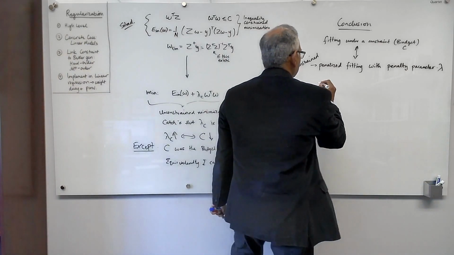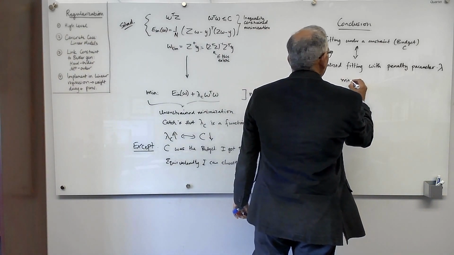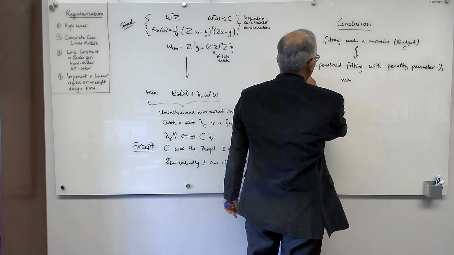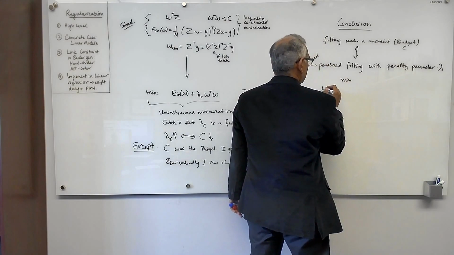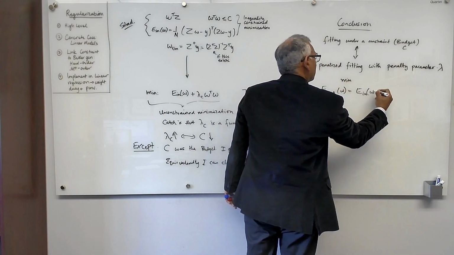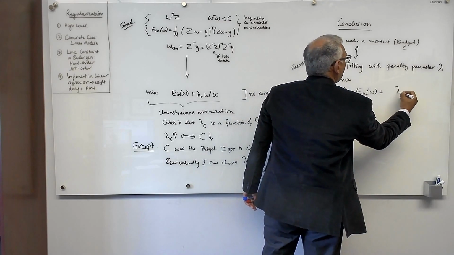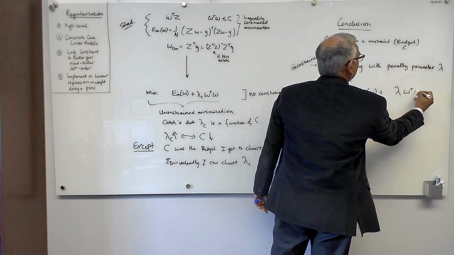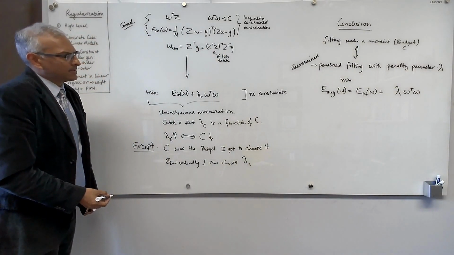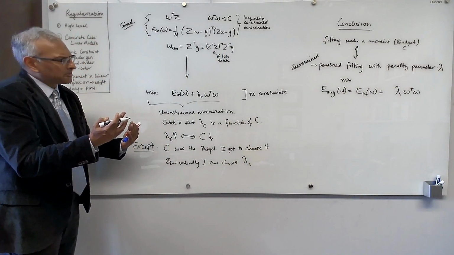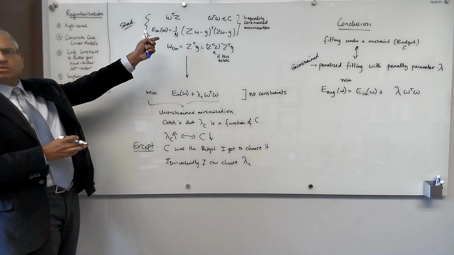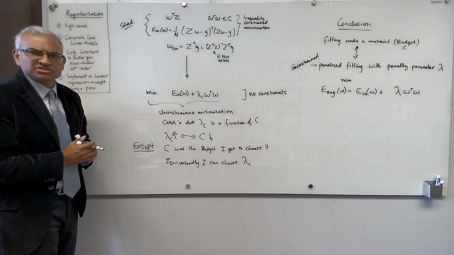So minimize the augmented error. So we call this the augmented error. Unconstrained, minimize the augmented error, E aug of W, which is E in of W, plus lambda W transpose W. Okay. Now, this is the mathematical prescription that is equivalent to fitting the data under a constraint.